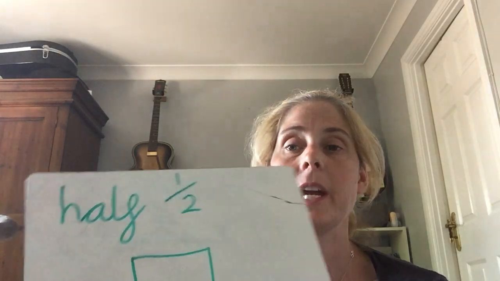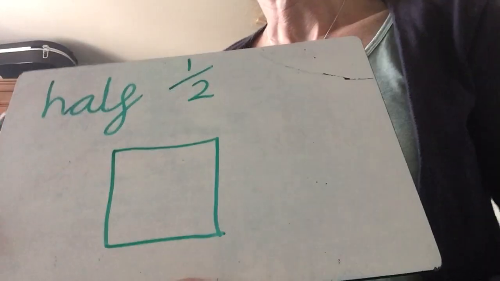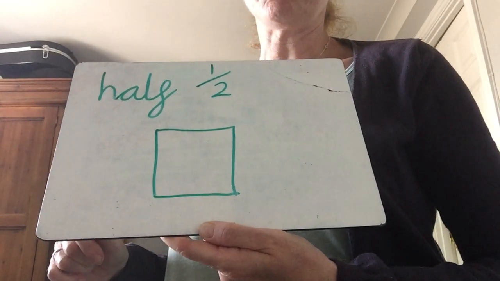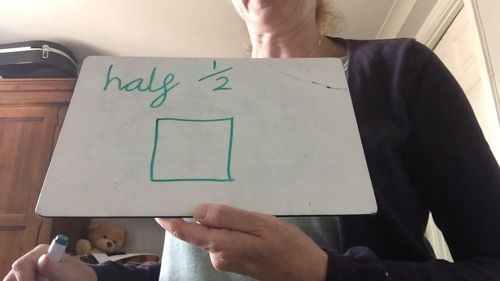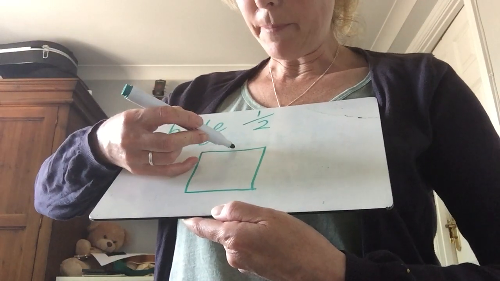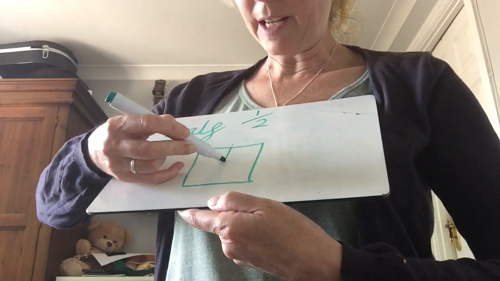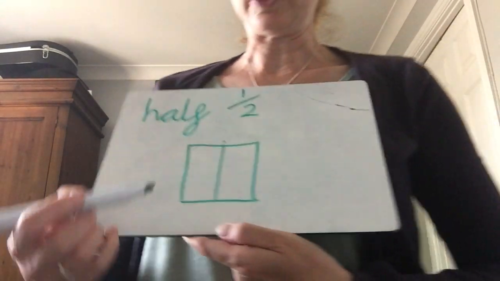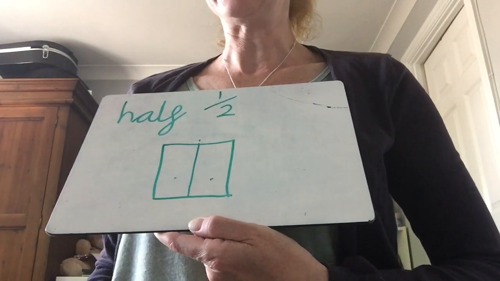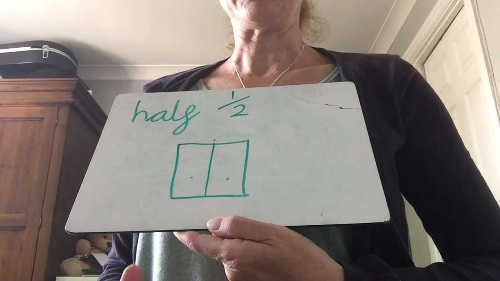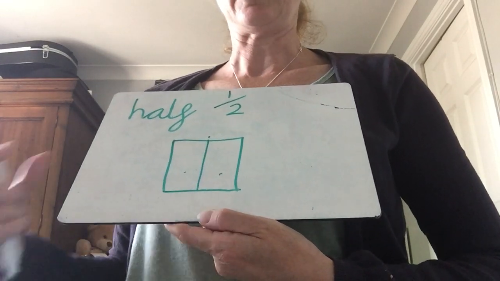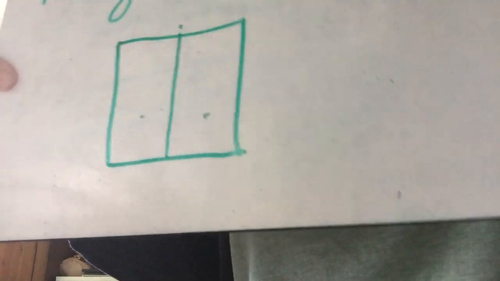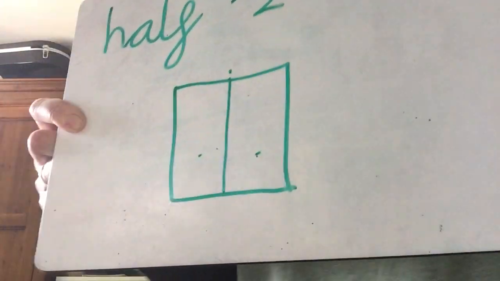Okay, so if you think about a shape or anything, number or amount, but if we were to look at a square, okay, so if we were to look at a square and I said to you, I'd like you to show me half of that shape, okay? Now, remember, half is where we're splitting it exactly into two. So we have two sides that are the same size, okay? So we've got two sides split exactly in half, okay?